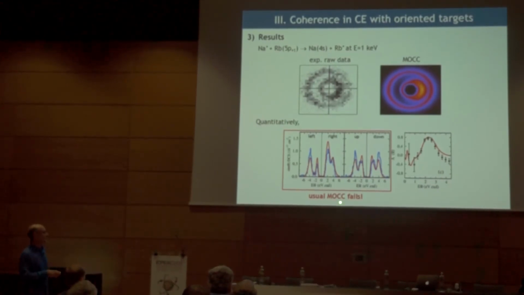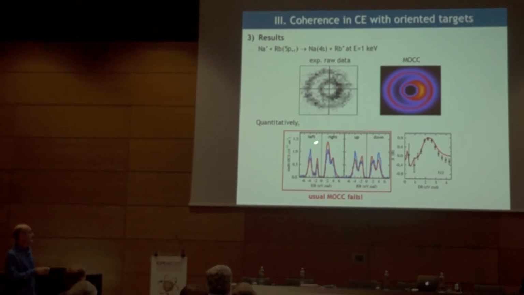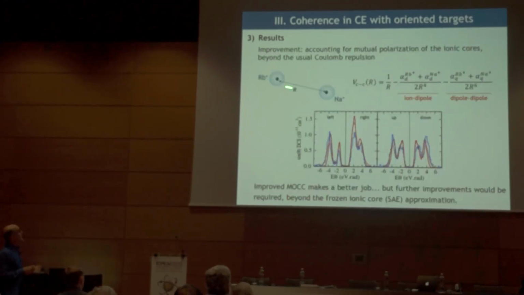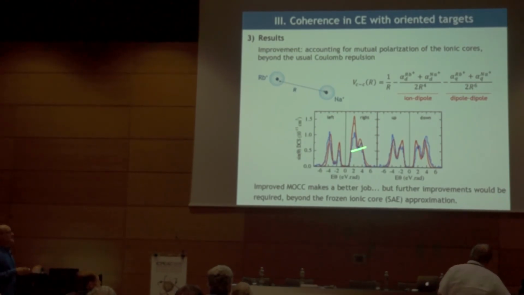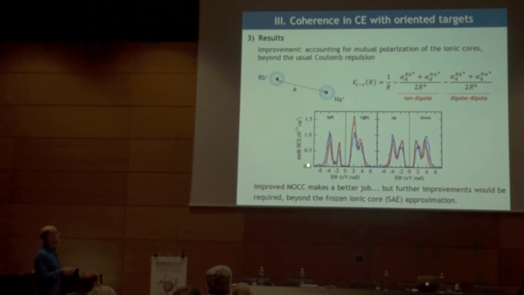So this means that usual MOCC fails. That is, we underestimate the transition at large E theta value, or in other words, at small impact parameters. This discrepancy is noticeable here in the asymmetry parameter for large theta values. So we have corrected this. The improvement consists in accounting for the mutual polarization of the ionic core beyond the usual Coulomb repulsion. That is, to the VCC term, we add the ion-dipole and dipole-dipole interaction terms, which describe the polarization of the cores. And we see that this improvement makes the agreement of the calculation and experiment better.